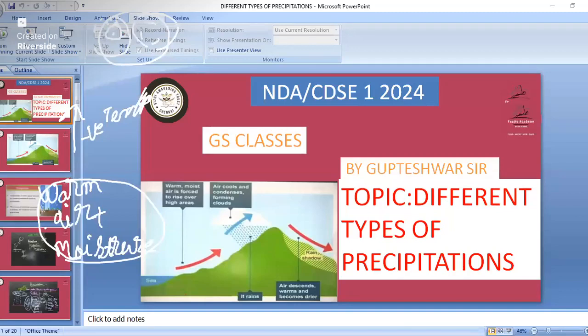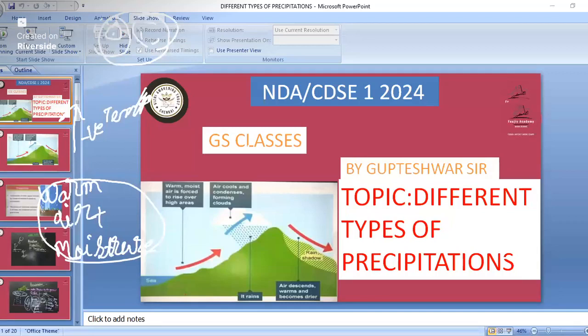Precipitation can be in three states. You all know that we have three states of matter: liquid, solid and gas. In the gaseous form, the different types are fog, mist and dew. Then in the solid form we have hailstorm, snowfall and sleet. So these are all in the solid form.